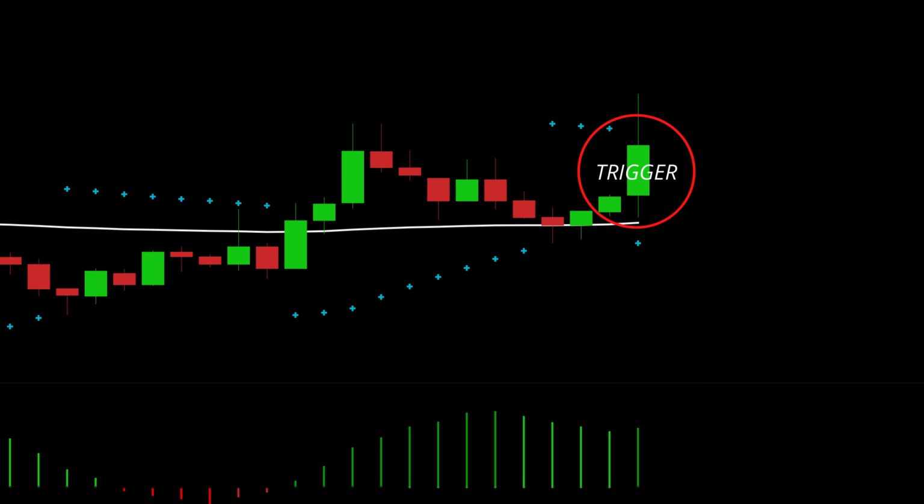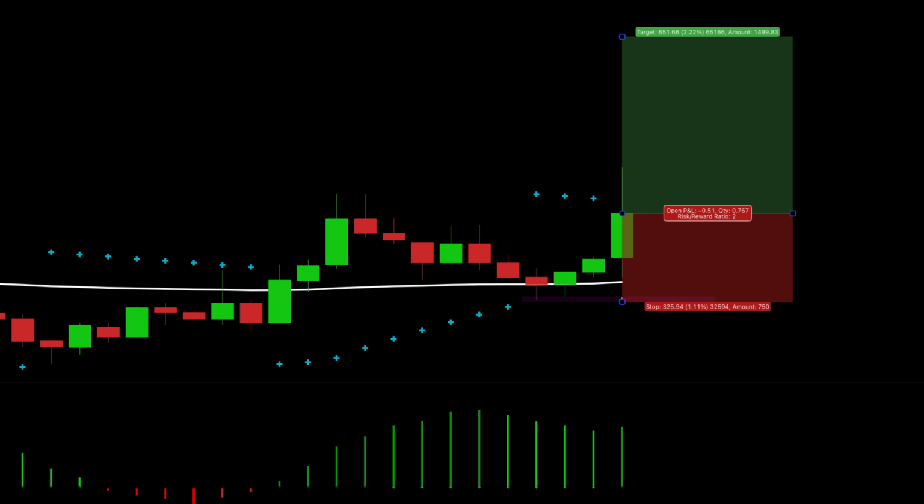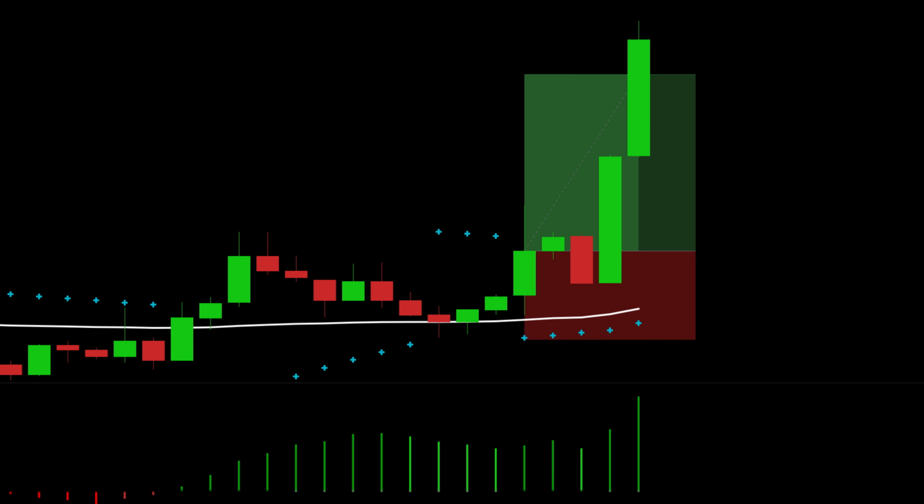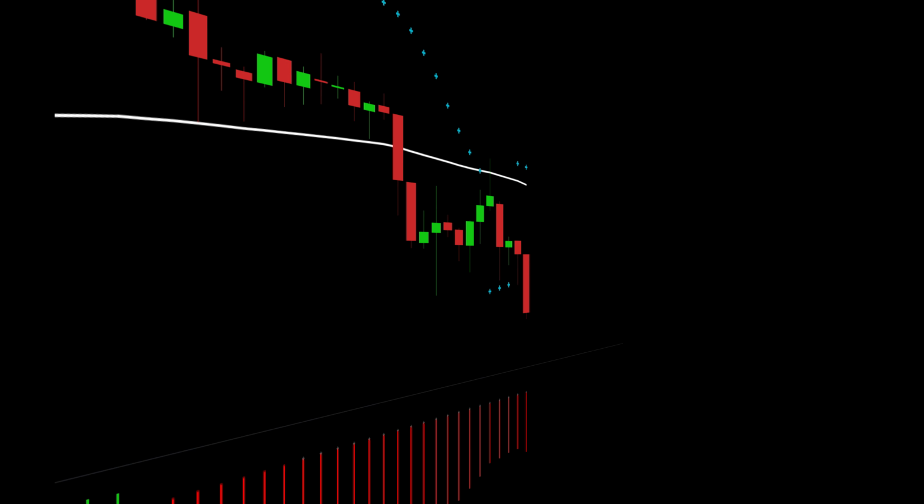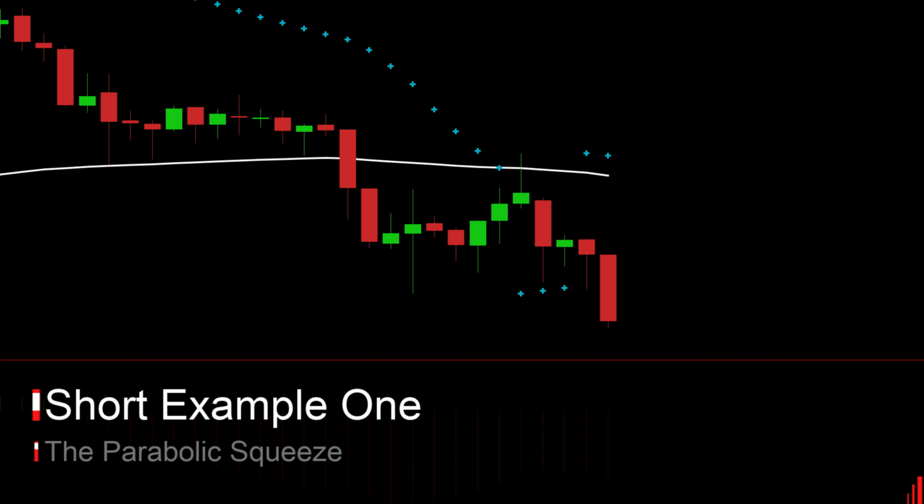Everything converges on this candle and it serves as our trigger. The stop is placed at the previous swing low and 1 to 2 is our target. And long example 2 rapidly hits the target. Now we flip to shorts. This is what I will test for shorts.